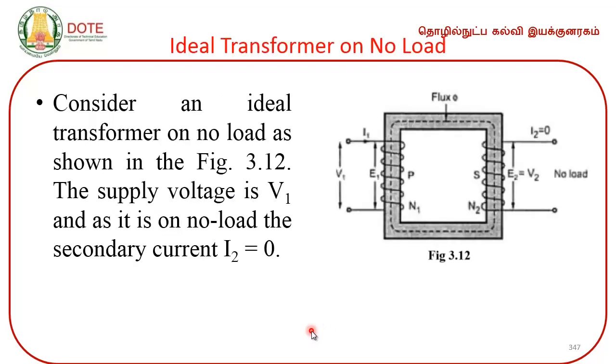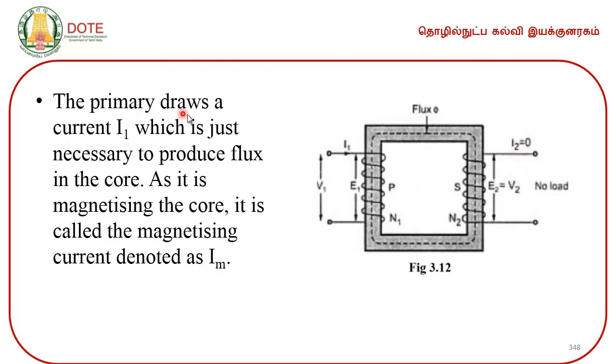We will discuss the ideal transformer on load. Consider an ideal transformer on no load as shown in figure 3.12. The supply voltage is V1, and as it is on no load, the secondary current I2 will be 0, because there is no load connected to the secondary. The primary draws a current I1, which is just necessary to produce flux in the core. As it is magnetizing the core, it is called the magnetizing current, denoted by I suffix m.